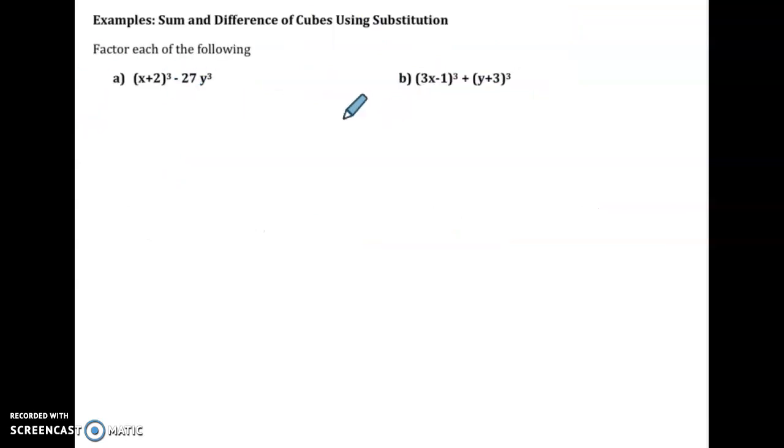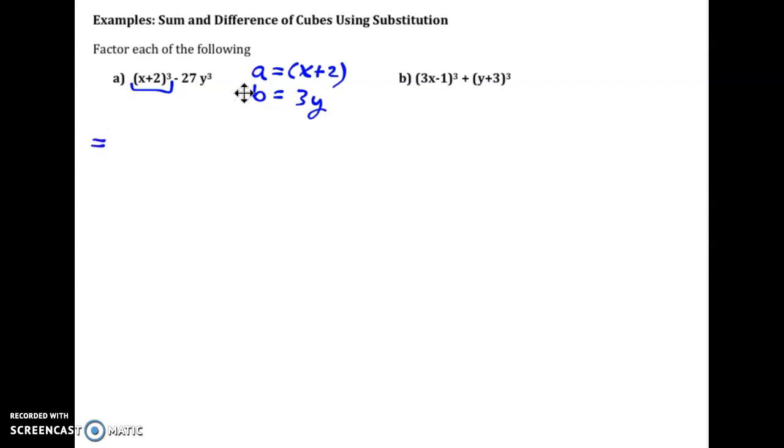So here's a couple more complicated examples, but same thing, we have a subtraction, so it's going to be a difference, and you can take the cubed root of both terms, so it's a difference of cubes. So the first thing we want to do is determine what our A and our B is. So if we take the cubed root of this first term here, whenever it's just a bracket cubed, the cubed root is just that bracket. So it would be x plus 2. And then the cubed root of 27y cubed would just be 3y.